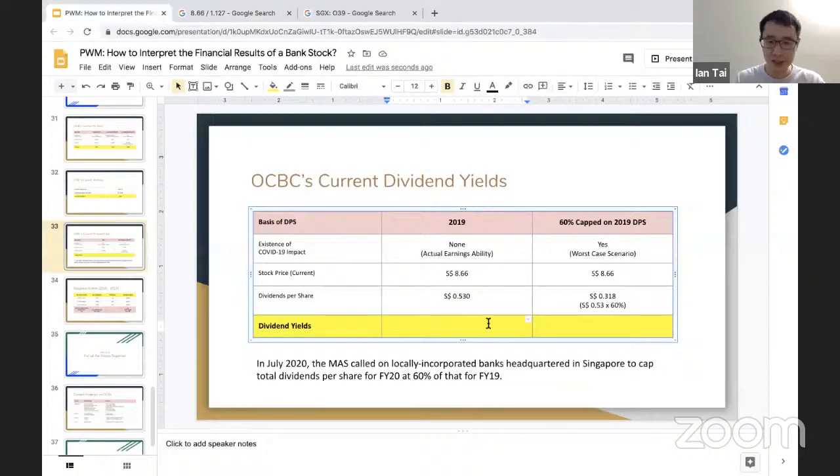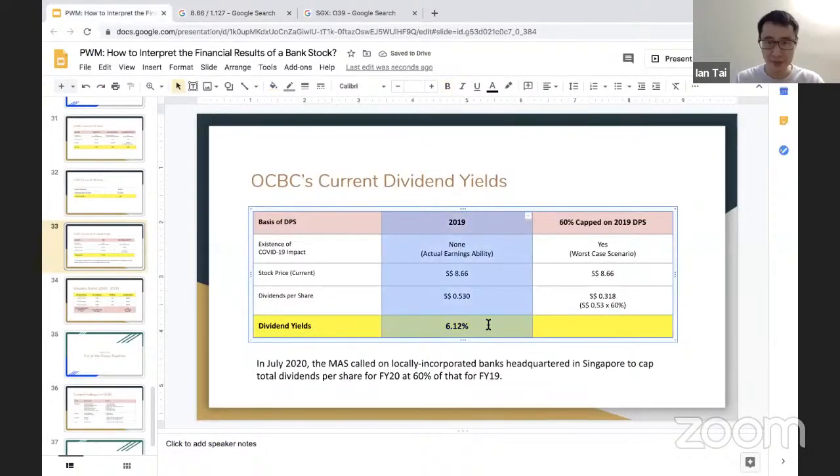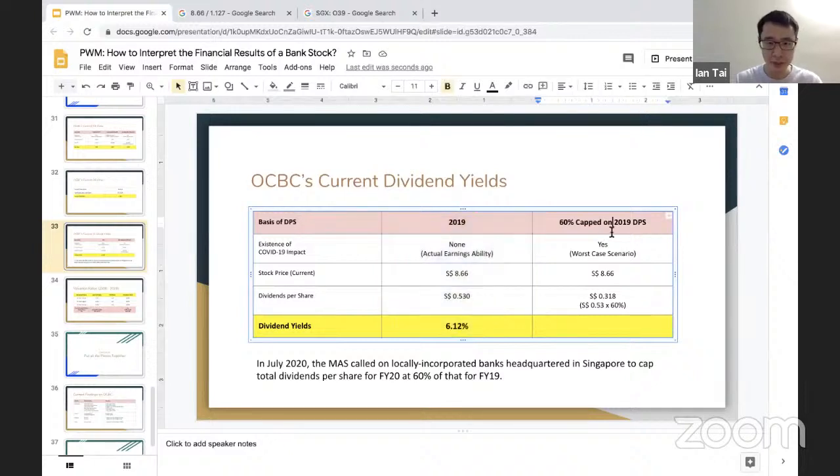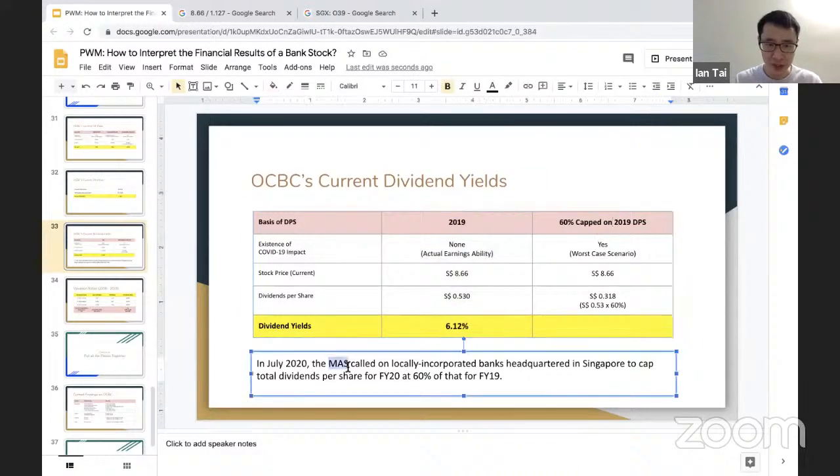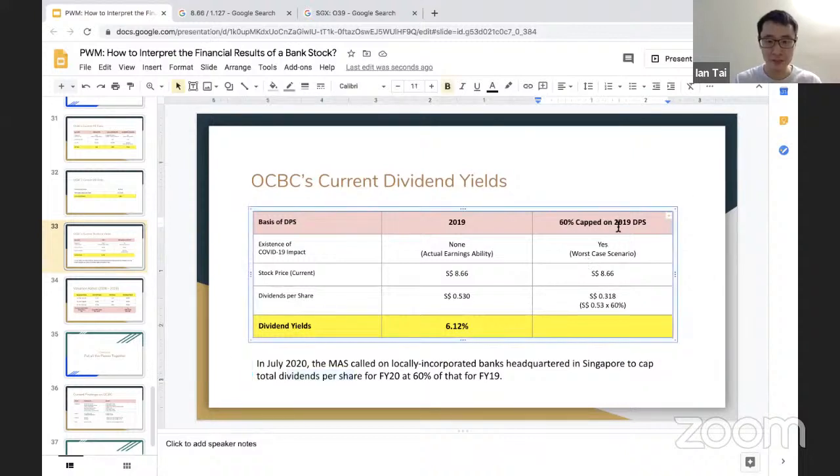Of course, this one is without COVID-19. All right. It's 2019 actual dividends paid out. But in July 2020, the Monetary Authority of Singapore, which is like the Bank Negara of Malaysia, has called on locally incorporated banks like DBS, OCBC, and UOB Bank to cap their total dividends per share for financial year 2020 at 60% of 2019.